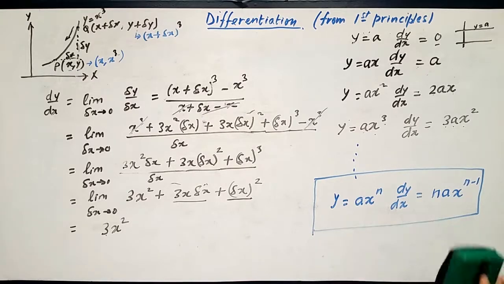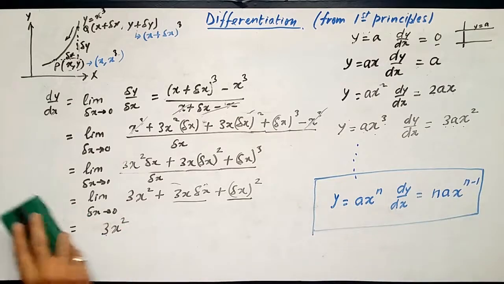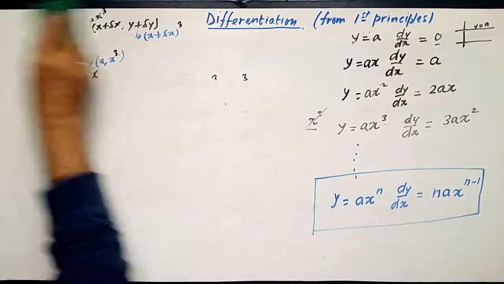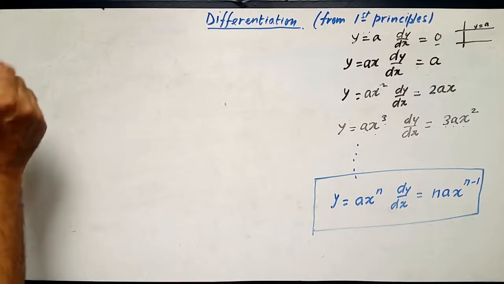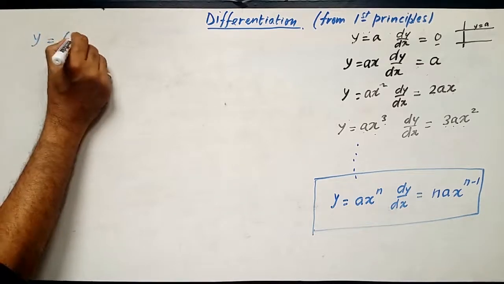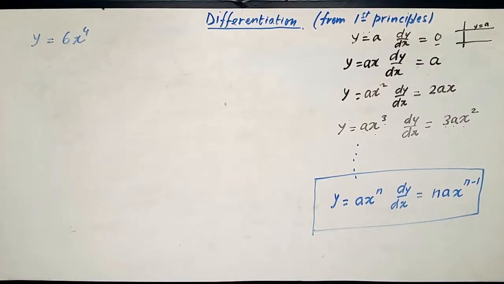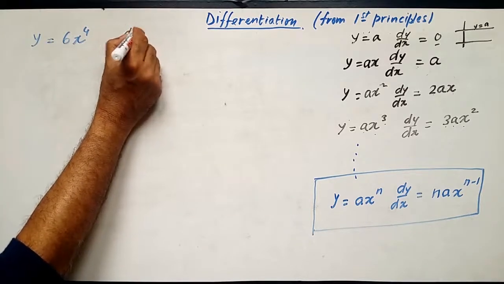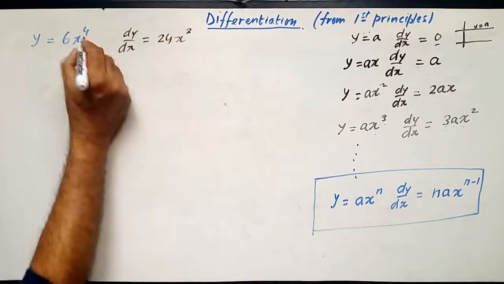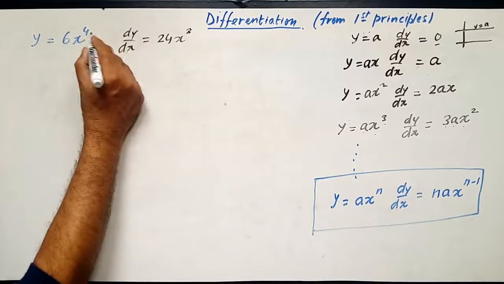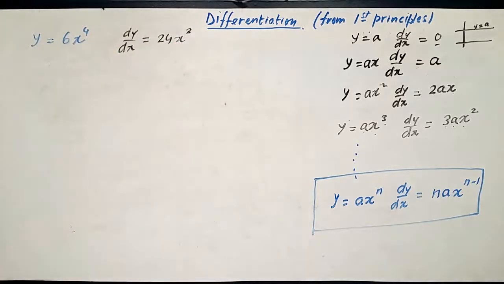So this becomes the general formula for differentiation. Okay, so taking this formula now for differentiation, we can solve many problems on differentiation. So let's take some examples. Y is equal to 6x to the power 4. So what is dy by dx equal to? dy by dx is equal to 24x cubed. 4 multiplied by 6 is 24. In x we decrease the power by 1, that is x cubed.